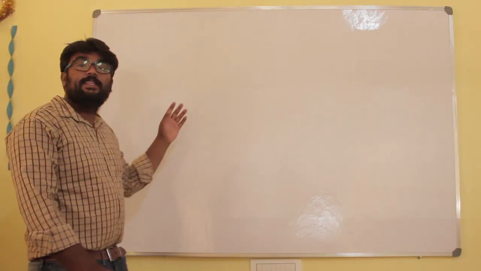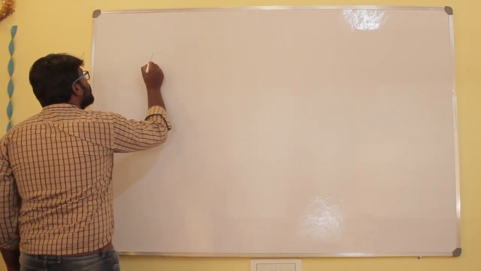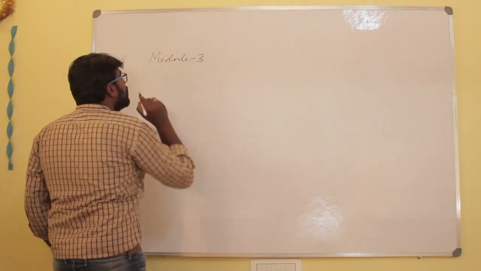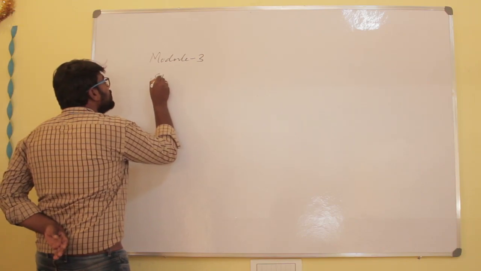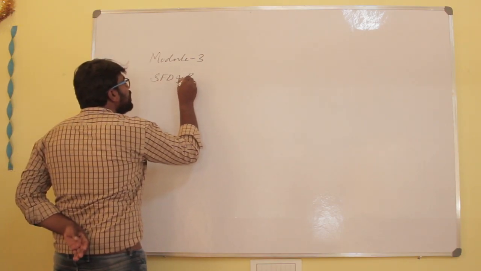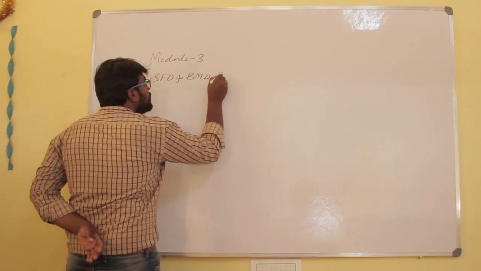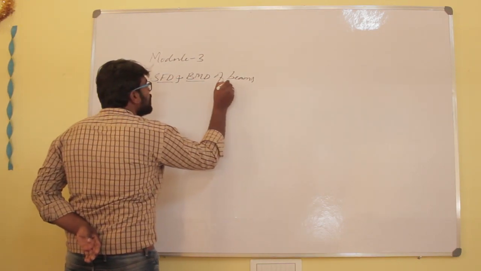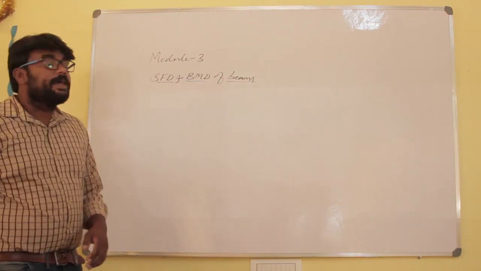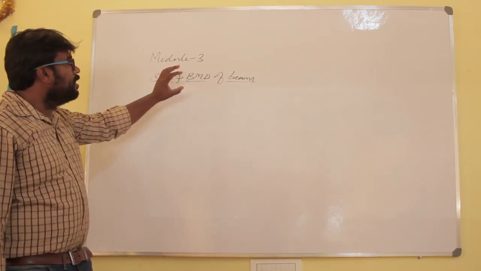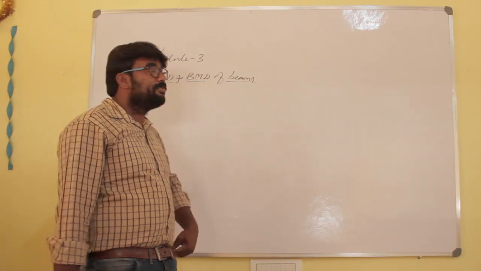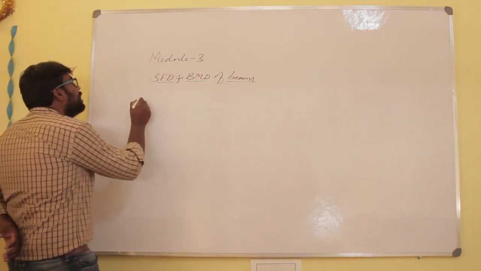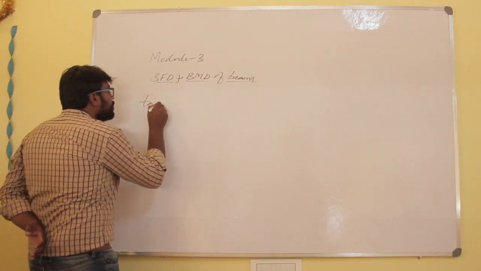Okay, let's go with module 3. The unit is SFD and BMD of beams, that is shear force and bending moment diagram of beams. In this one, it's a very simple topic. First, we have to understand some very basic concepts. Let us go with equilibrium equations.